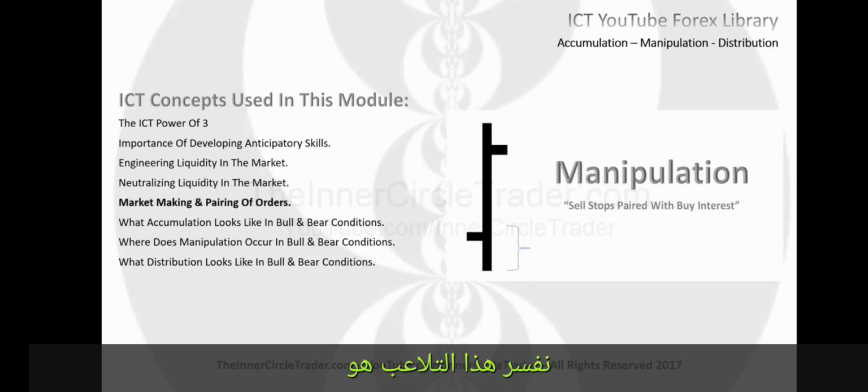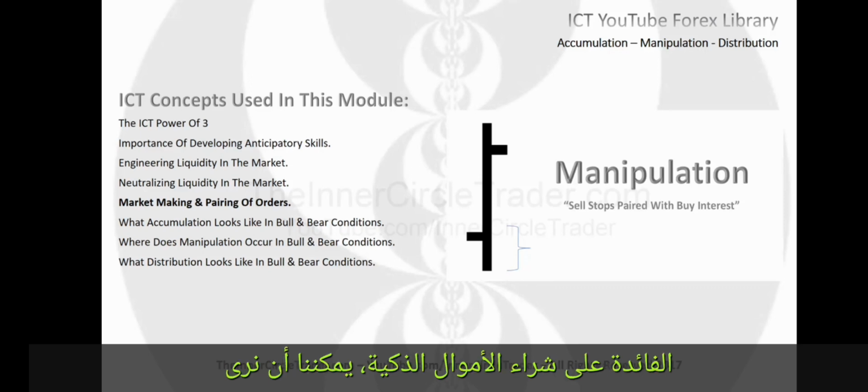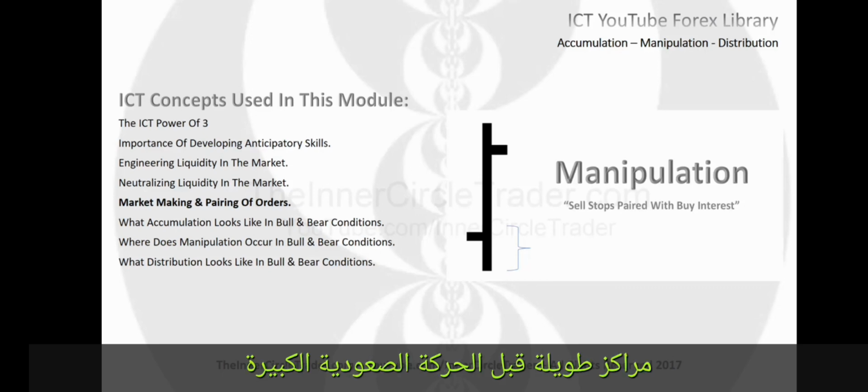So finally, as we interpret this, the manipulation is we're looking at how the market makers pair orders. By pairing these sell stops with smart money buying interest, we can see the manipulation cycle as it really is. A run below the opening to accumulate long positions before the big up move.